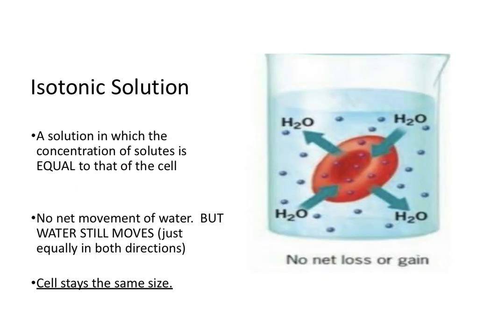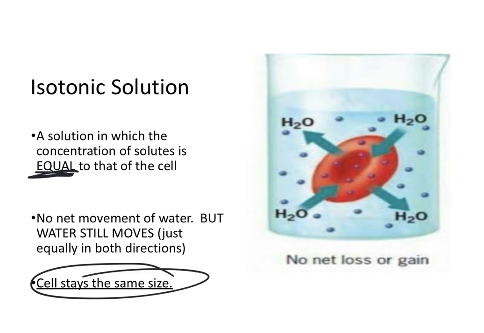The third one is isotonic. Again, when you think iso, think equal, okay? This is a situation where you have similar amounts of solutes inside the cell and outside of the cell. As a result, you get a net movement of water of 0, so the cell stays the same size. They're equal, so the net movement into and out of the cell is zero. So those are the three solutions for osmosis.